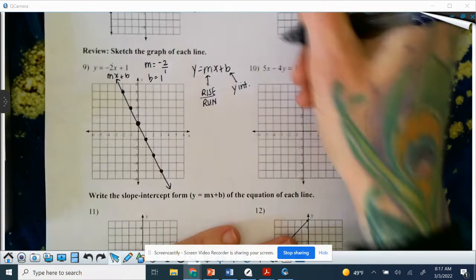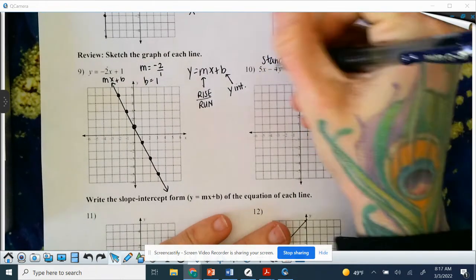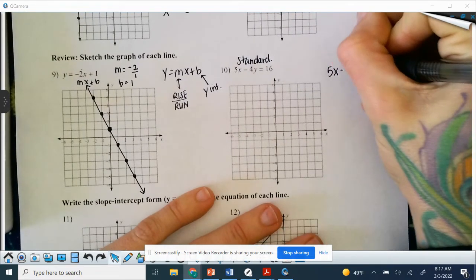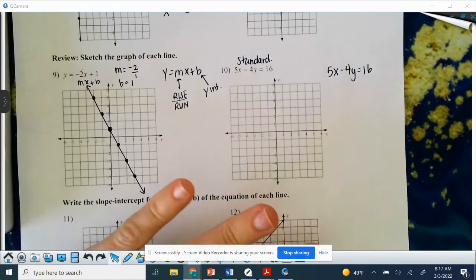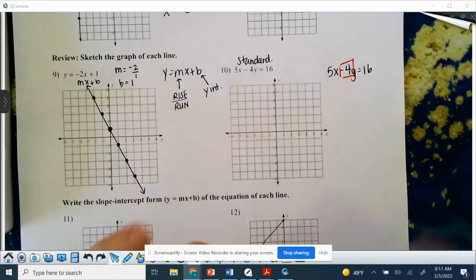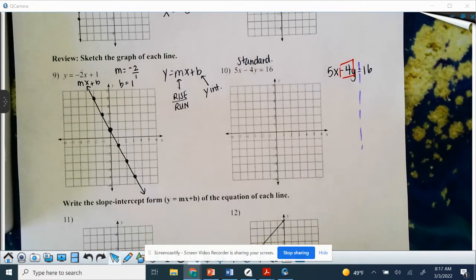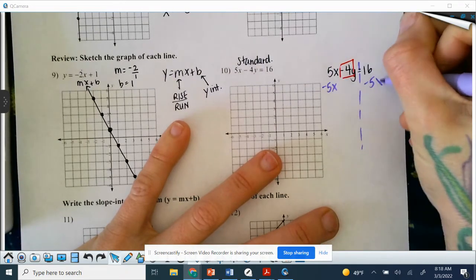This is in standard form, which is not going to help you out much. We need to put this in y-intercept form, or slope-intercept form. So 5x minus 4y equals 16, and that means we need to solve for y. So we're going to solve for y. That's the variable we need to get by itself. We have our line of great divide. What's on that side with you is going to be that 5x that we have to move first, which is always the case for standard form.